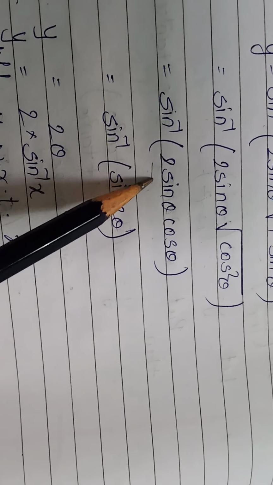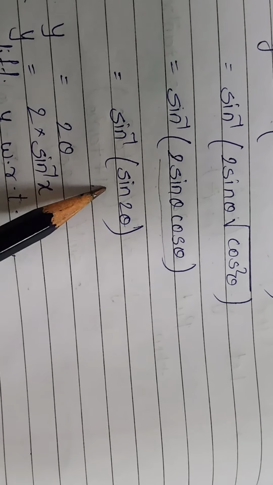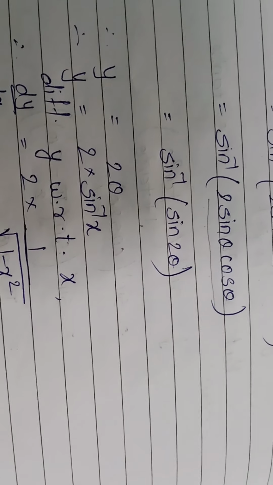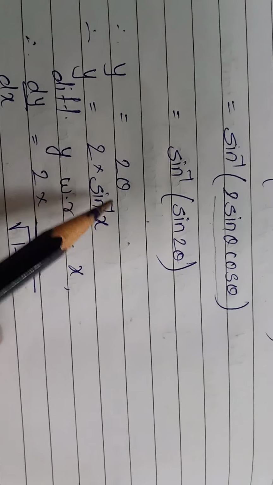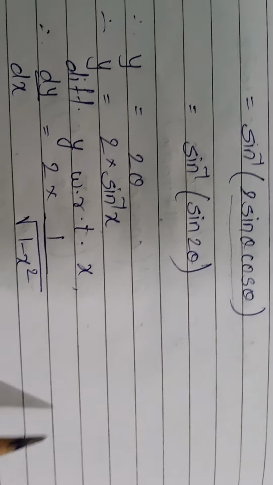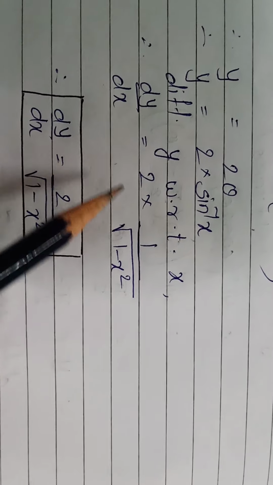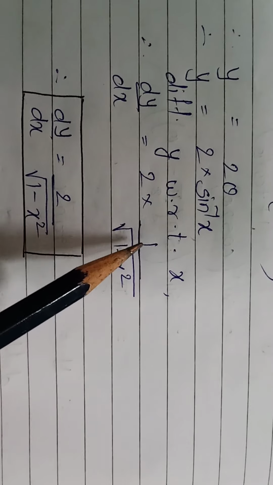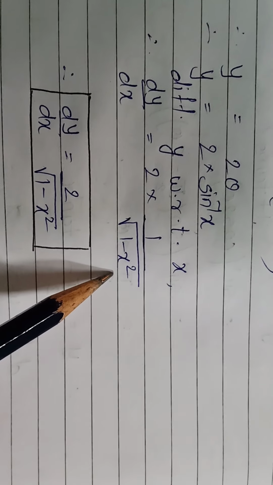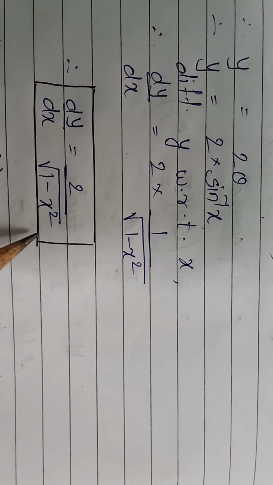Now this is the format of sine 2 theta. So we'll put that. So this is sine inverse of sine 2 theta. Okay. So after sine inverse and sine cancel, it will come as 2 theta. And then y will be 2 sine inverse x. Now differentiate this. You will get the answer as 2 into the derivative of sine inverse. Everyone knows that it is 1 upon square root of (1 minus x square). Right. So the final answer is 2 upon square root of (1 minus x square).